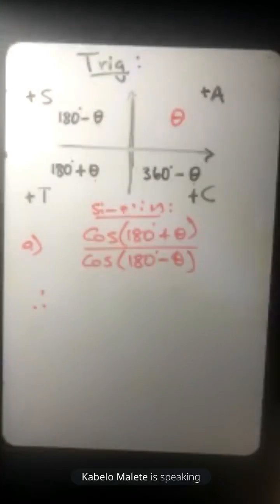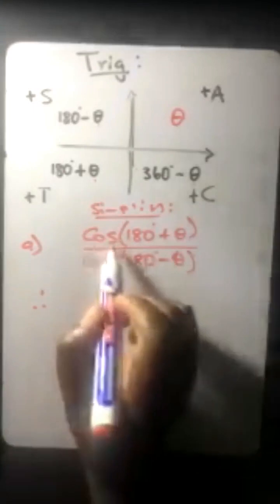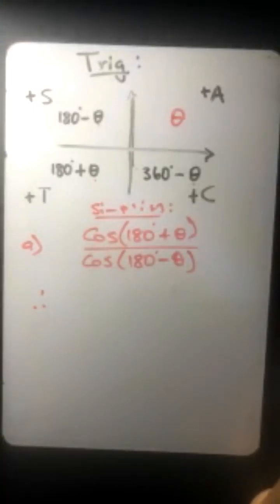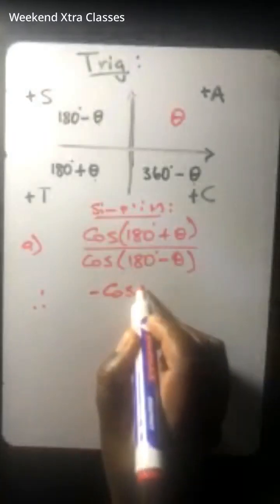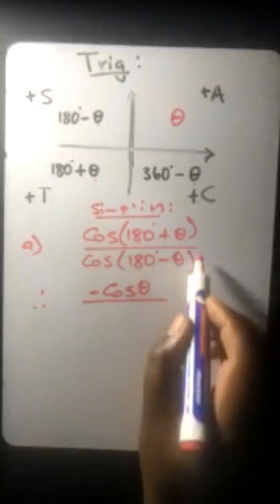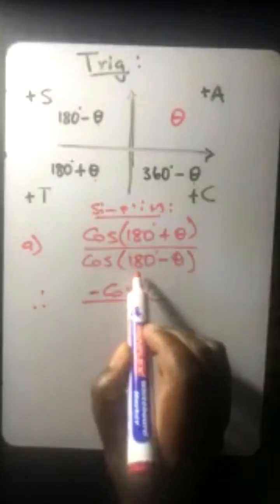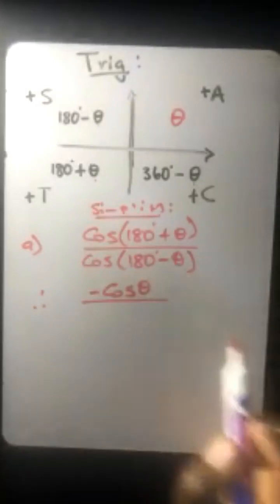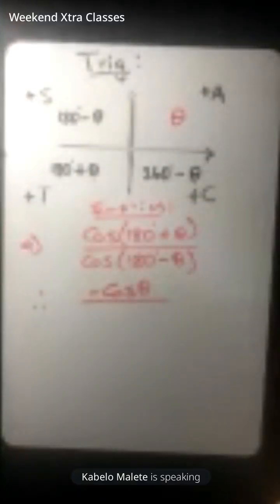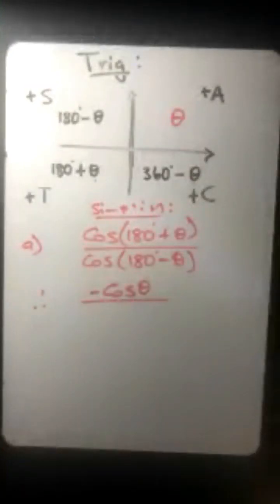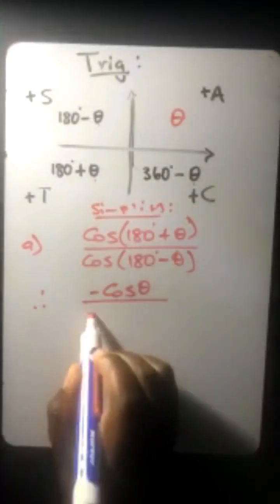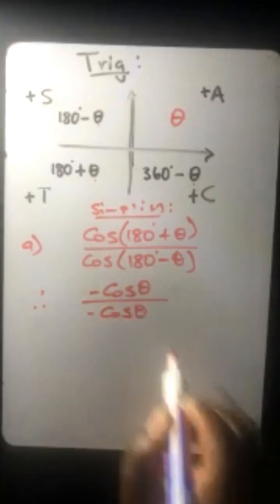Quad 3. Is cos in quad 3 negative or positive? So it's negative. That is why you are going to say you have negative cos angle over. Let's go to the bottom. In which quadrant does that angle fall? The second quadrant, sir. Is cos positive or negative in that quadrant? Negative. So that is why you're going to have negative cos of an angle.